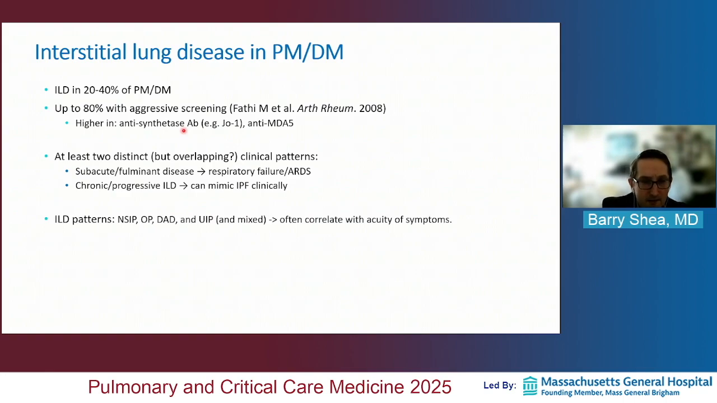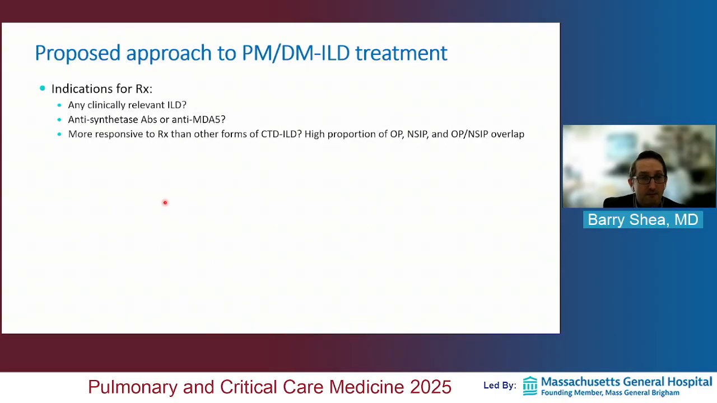And a variety of different patterns can be seen, of course. UIP pattern has been described, but predominantly we see NSIP, organizing pneumonia, and in the acute phases, sometimes diffuse alveolar damage. And as we discussed, ILD in many cases can precede the onset of muscle and skin disease, and we think that at least in some cases it can be the only manifestation of this disease process.